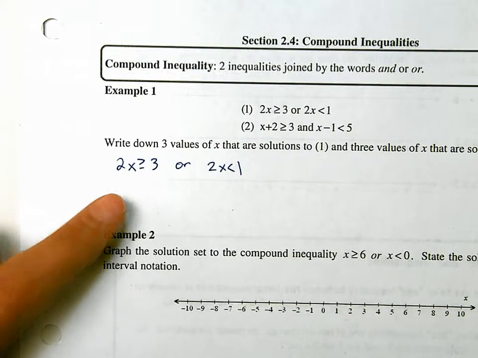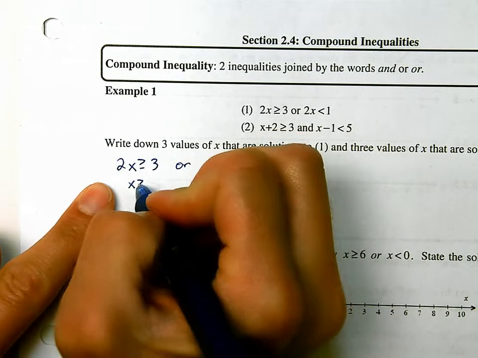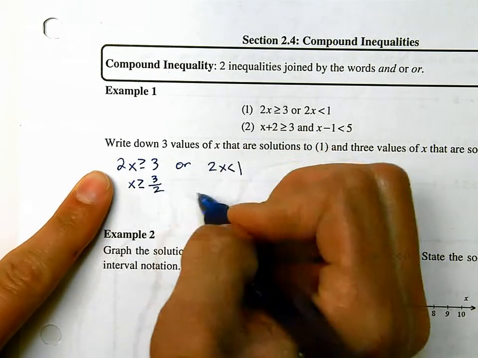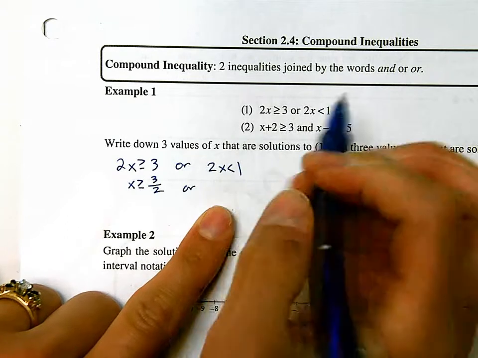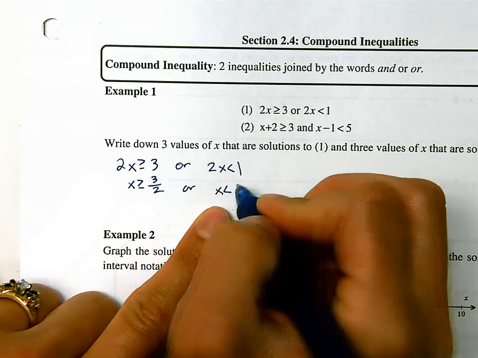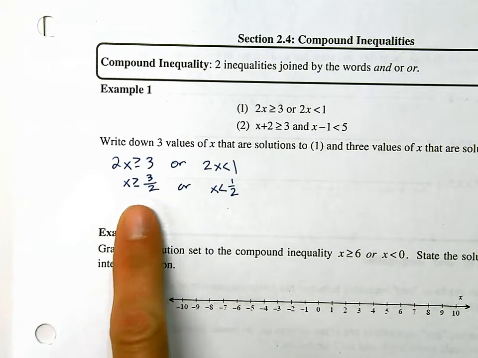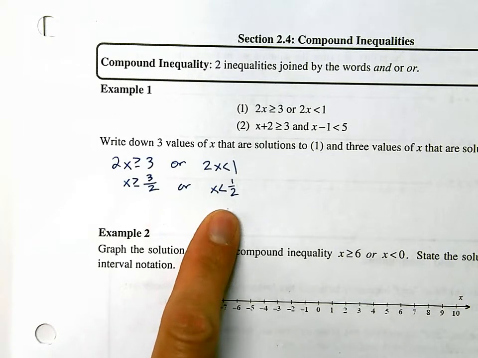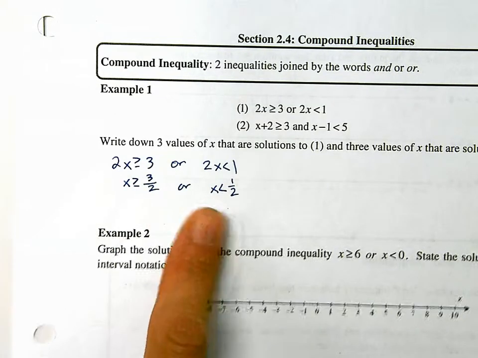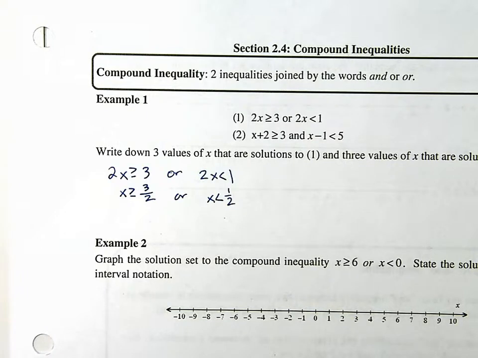Okay? So let's see, if we solve for x here, divide both sides by 2, we get x is greater than or equal to 3/2. Or, divide by 2, x is less than 1/2. So can you guys shout out some numbers that work for this compound inequality? 5. Because it fits on this one, right? It's greater than or equal to 3/2. Does it work on this one? No. 5, no. And that's okay. Since it's an or, one or the other has to be true, not both of them.